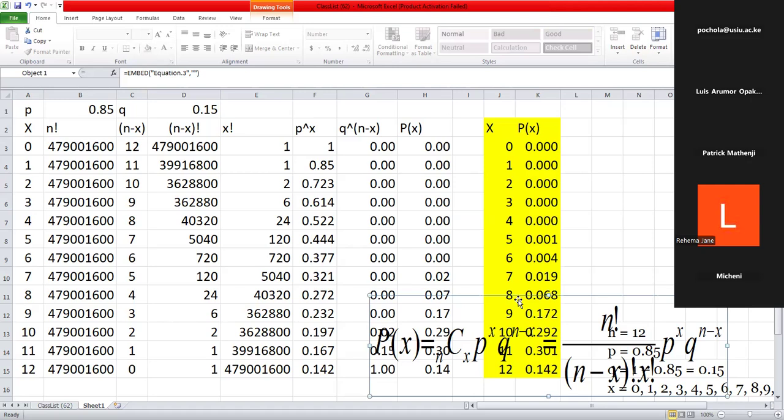Please click on n minus x, where you have 12 fact, the formula used. Prof, you've said the right-hand side of the formula is P of X.